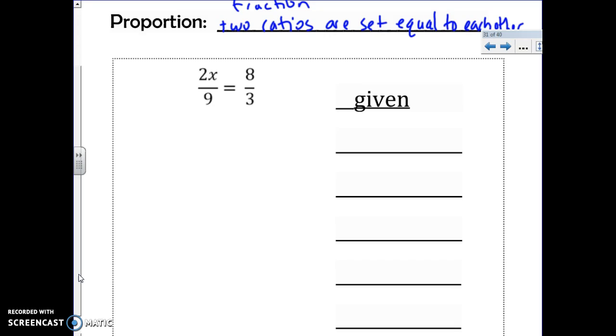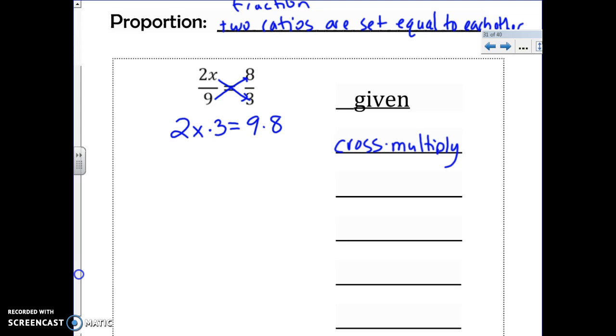Because we have this equal sign, basically what I could do is multiply both sides by 3 to get rid of that 3, or multiply both sides by 9. That takes a couple of extra steps. So what we do is make a big cross, and we multiply those things across the equal sign. On one side, it's going to be 2x times 3 equals 9 times 8 on the other side. What we're doing is cross-multiplying.